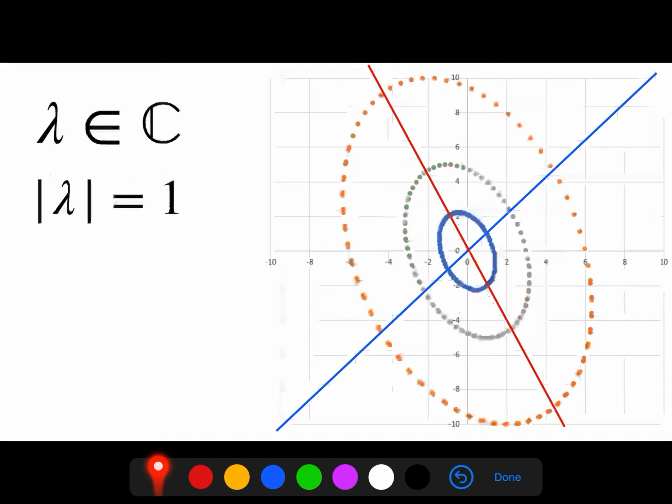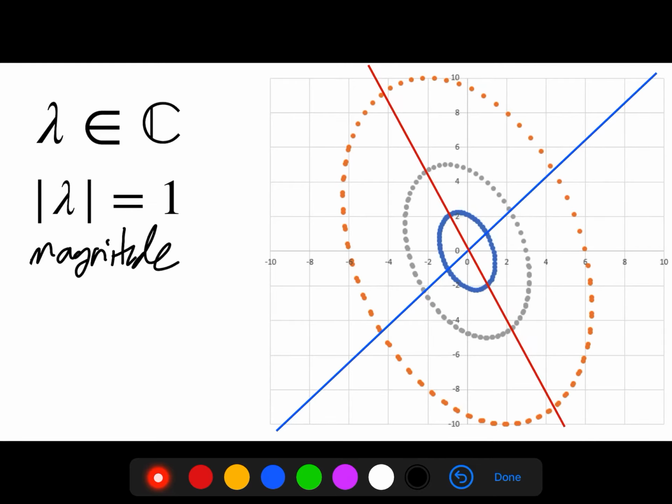Well, we saw in the last section that we could think of complex eigenvalues as introducing a rotation. This notation here means the magnitude of lambda. So if the magnitude is equal to 1, then that means the size of the eigenvalue isn't changing the size of our points. So you notice that no matter where you start, you end up following some sort of circular fashion, so you end up rotating.